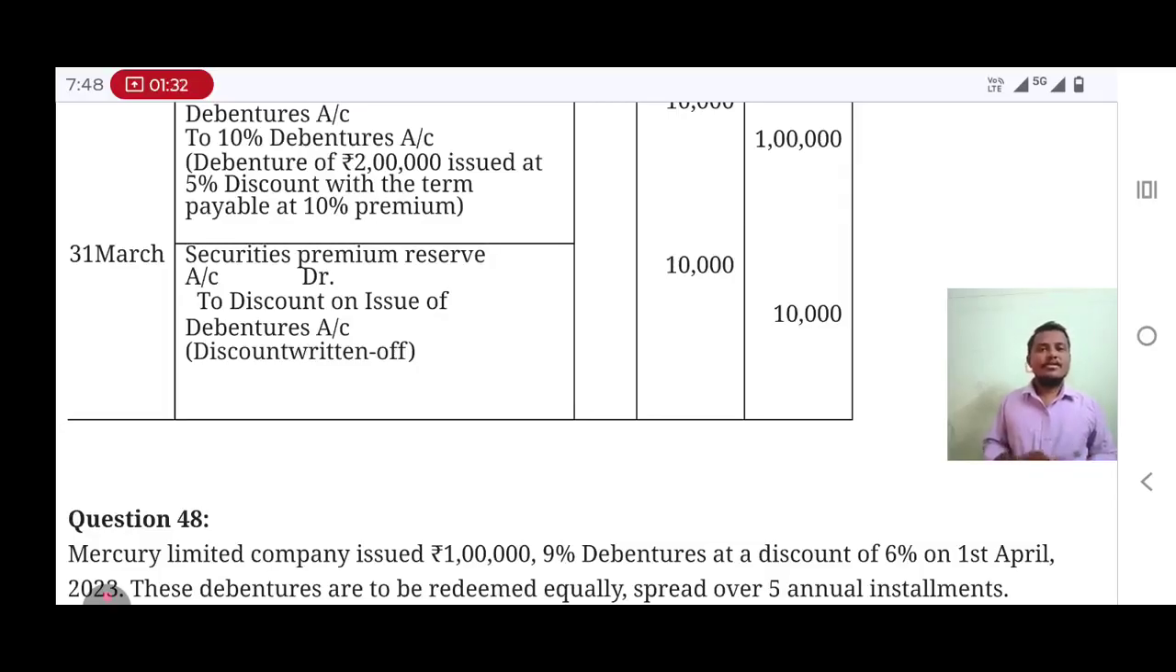That's all. That's all for the debentures chapter. Nothing else. It's very easy and you can crack it very easily.